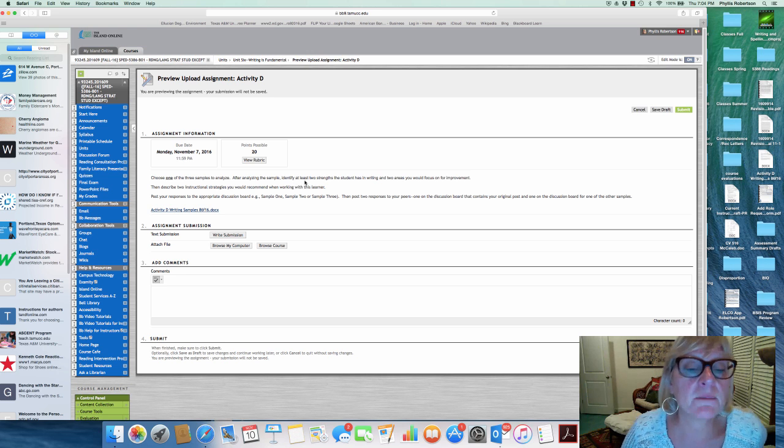After analyzing the sample, I want you to identify at least 2 strengths the student has in writing and 2 areas you would focus on for improvement. And then describe 2 strategies you would recommend when working with this learner. And then you're going to post your response on the discussion forum, sample 1, sample 2, or sample 3. And then I want you to post 2 responses to your peers, one on the discussion board that contains your original post. So if you did sample 1, read what somebody else said about sample 1 and comment on that, and one on one of the other discussion boards, okay?